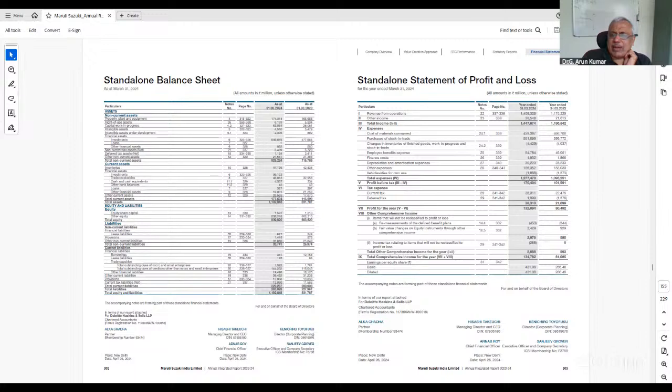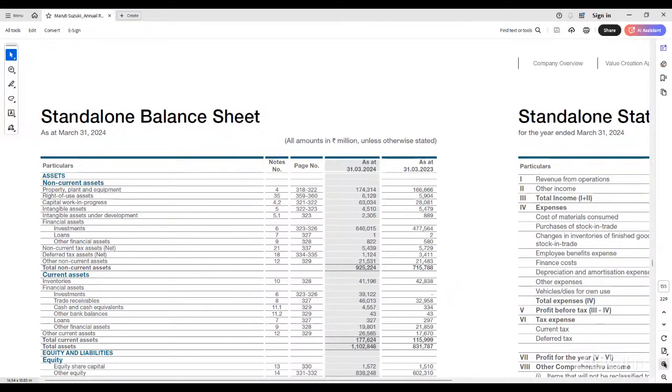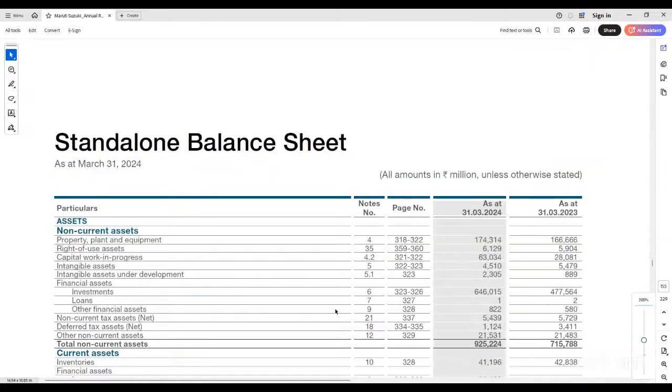Let us start from the balance sheet. I'm just going to look at the balance sheet. I'm not going to look at the profit and loss accounts as of now. As you can see from my screen, I'm sharing. I hope, Suhail, my screen is being shared. You are able to see it? Yes, Professor.